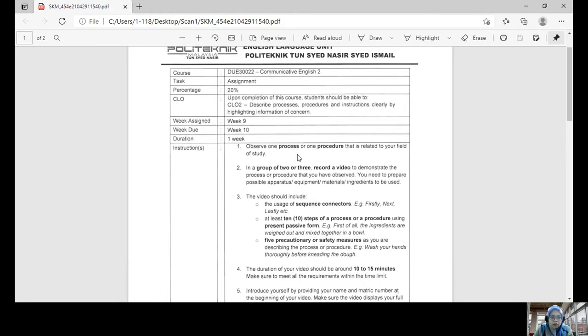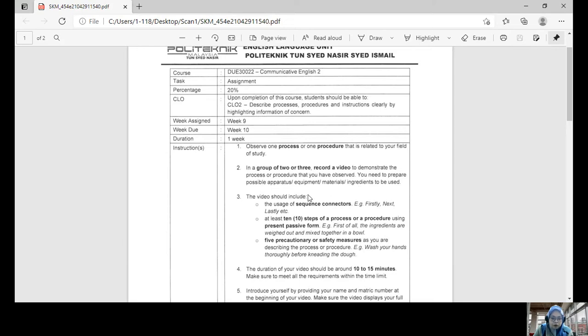Okay, the instructions. Observe one process or one procedure that is related to your field of study. For example, you DTM and DFO kan, paling senang lah. Contohnya, the process of making ikan masin. So, you need to observe. Observe tu perhatikan lah. And then study lah, to make a study about how to make ikan masin. Alright, in a group of 2 or 3, record a video to demonstrate the process or procedure that you have observed. So you need to record the video from the start, from the first step until the last step.